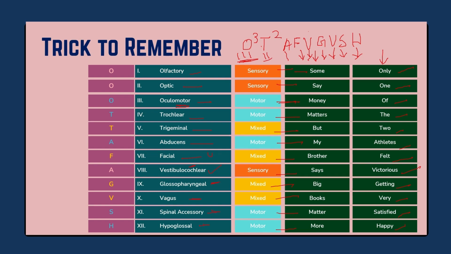Alright, so olfactory, optic, oculomotor, trochlear, trigeminal, abducens, facial, vestibulocochlear, glossopharyngeal, vagus, spinal accessory, or just accessory, and hypoglossal. Alright, so that was all about the cranial nerves.